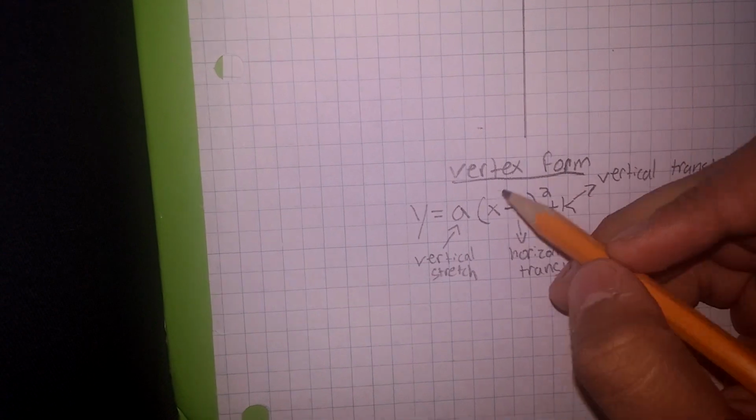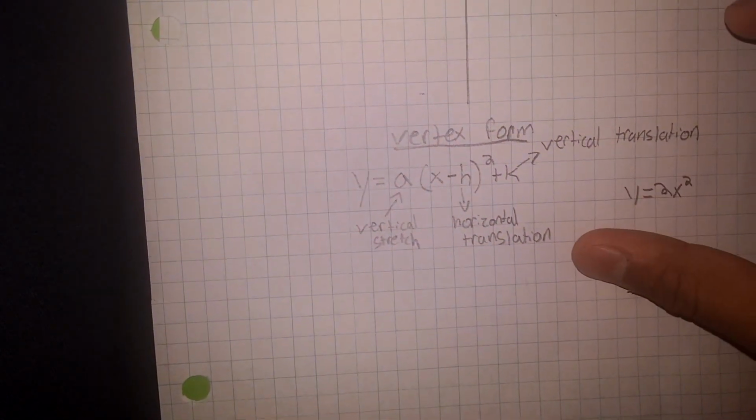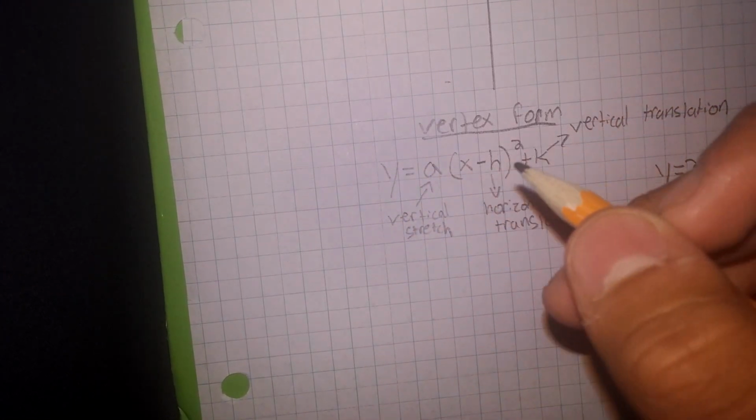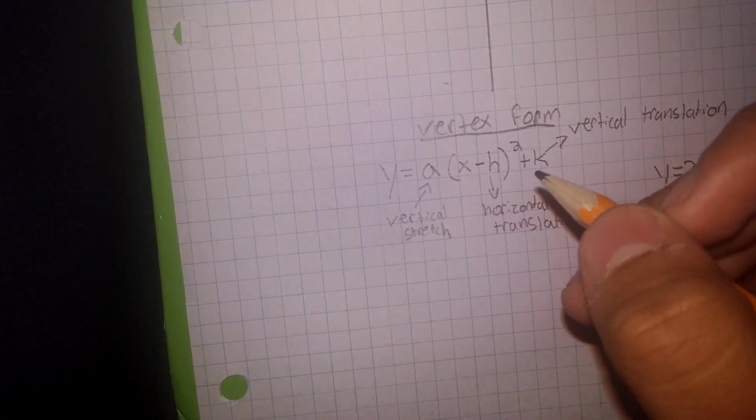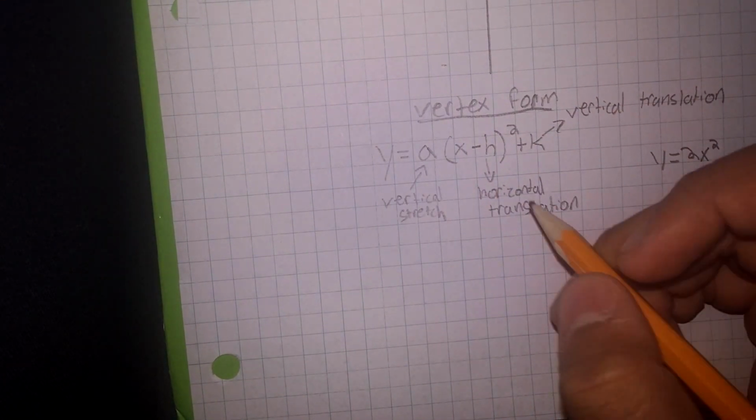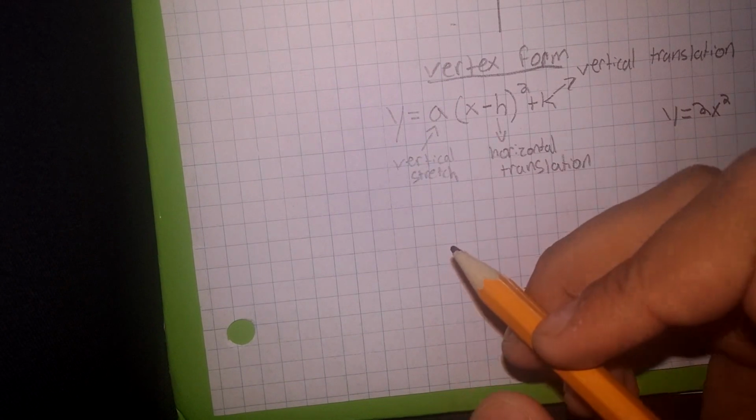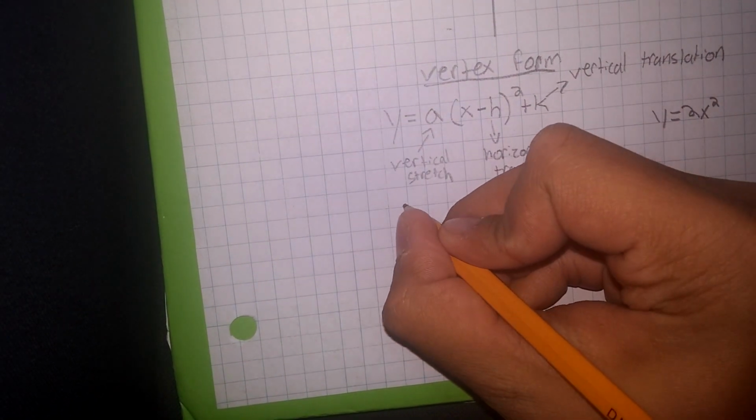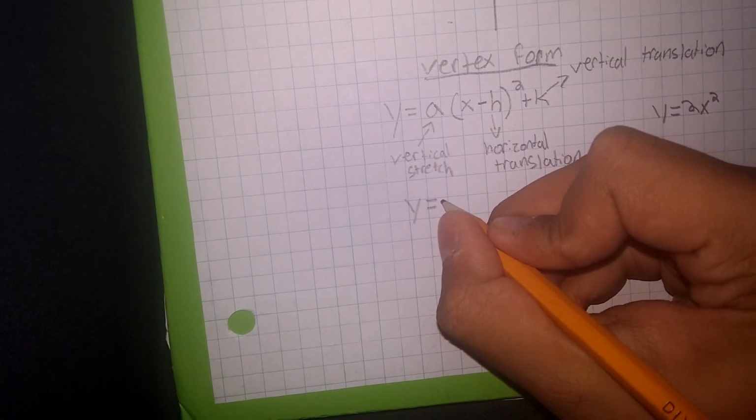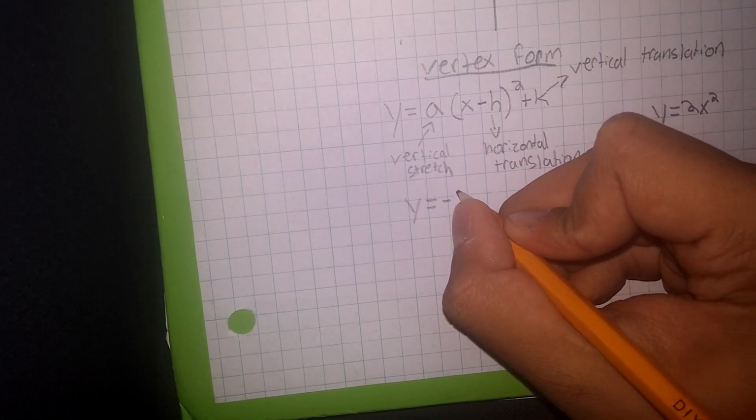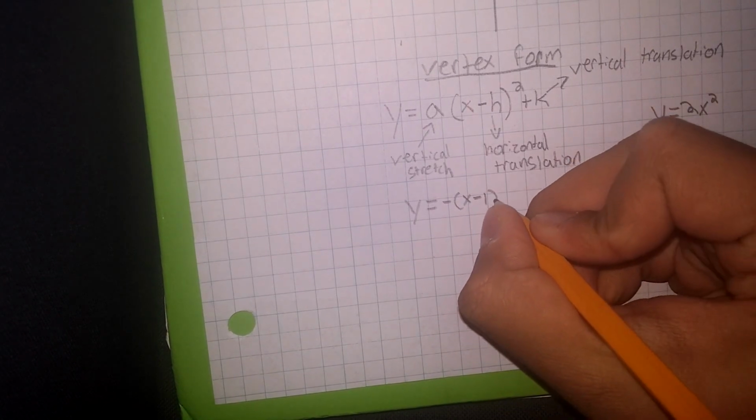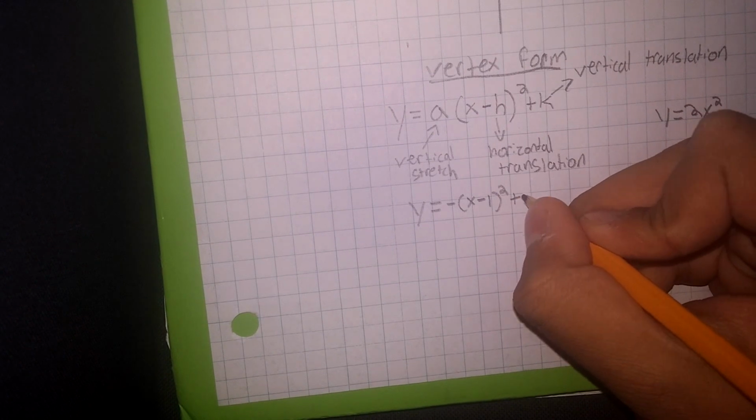So going back over here, I'll talk more about this in a second. We have y equals a(x minus h) squared plus k. Don't worry about the square just yet. It's basically the same as this. So for vertical translation, let's do something quite simple. Let's do y equals negative (x minus 1) squared plus 1.